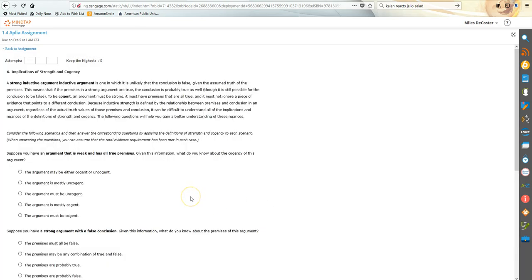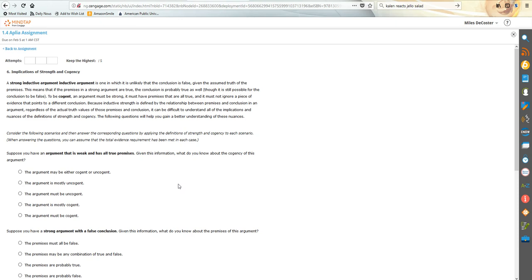The implications of strength and cogency, this is just like the validity and soundness implications. They're going to give me a scenario and then ask me some questions about it. Now, the problem with the inductive arguments with strength and cogency is there's going to be a lot of wiggle room compared to validity, where I would know things more certainly because of the strictness of validity and soundness requirements.